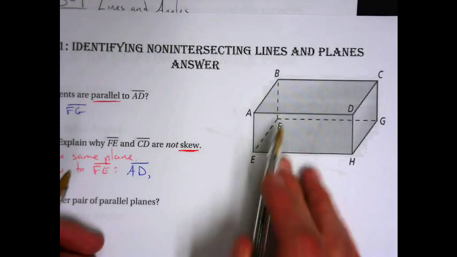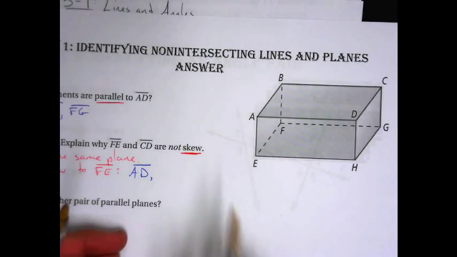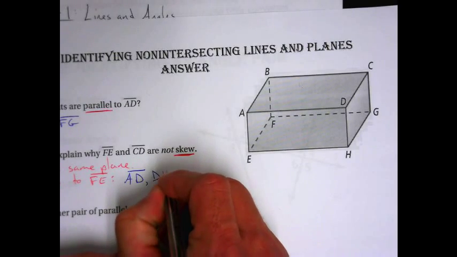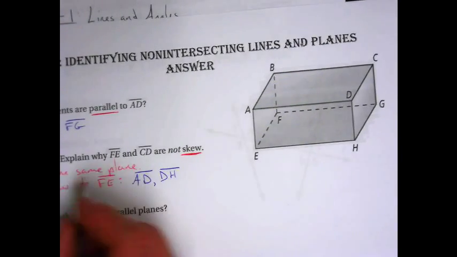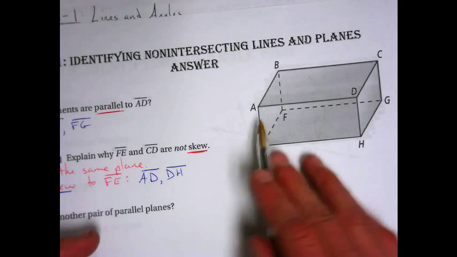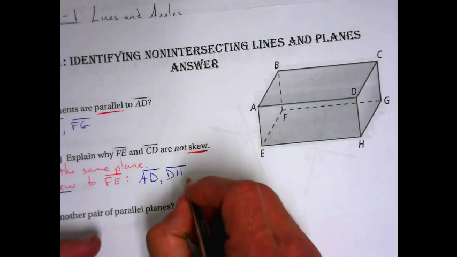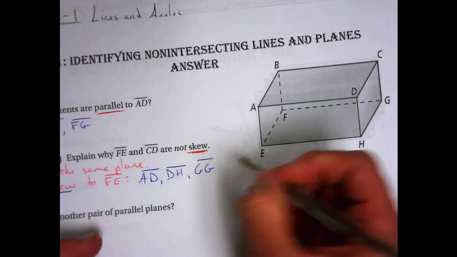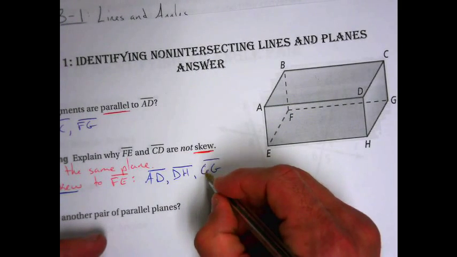Here's FE. AD is totally not on the same plane. How about DH? That's skew. So skew to FE would be AD, DH, and CG as well. Oops, that's a C. So those are skew, and that's what skew means.